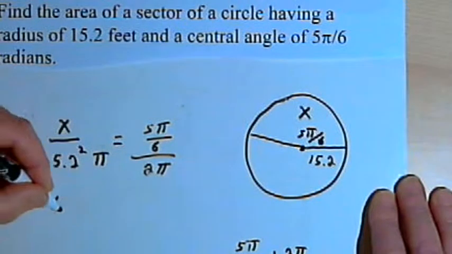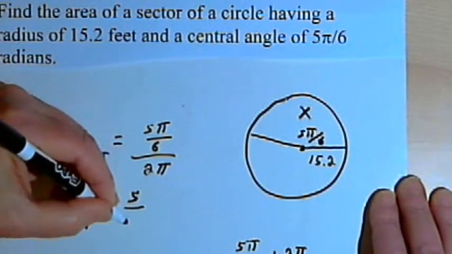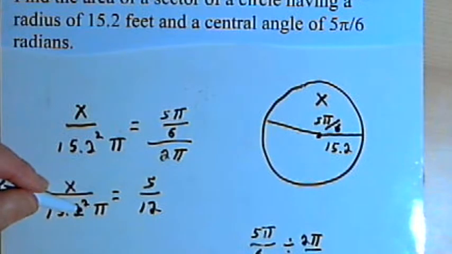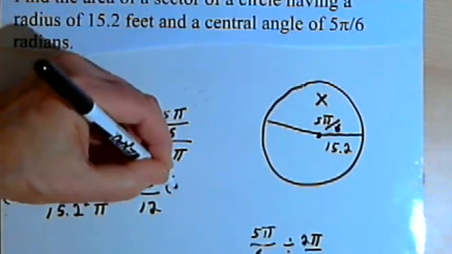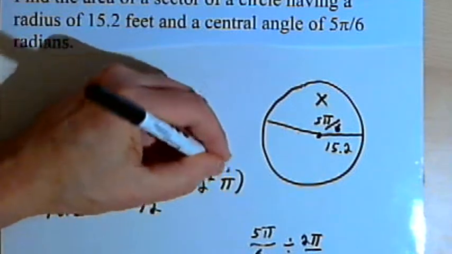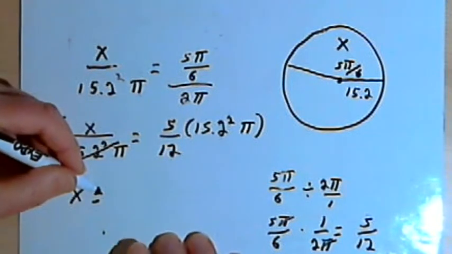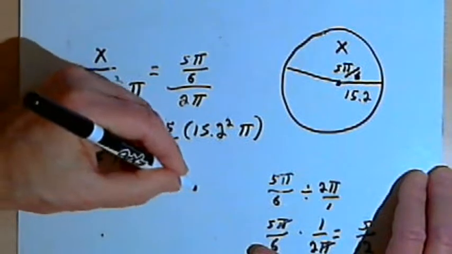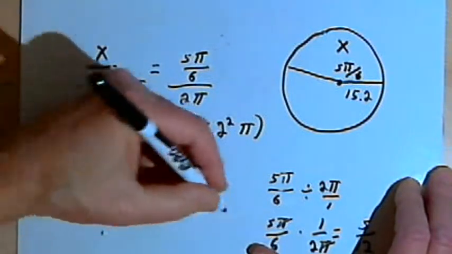Okay, so I've got x over 15.2 squared pi equals 5 over 12. And now what I'm going to do is simplify the left side of the equation by multiplying by 15.2 squared times pi. And of course, I have to multiply the other side of the equation by the same thing. 15.2 squared pi. The left side of the equation simplifies down to just x. On the right side of the equation, I've still got 5 times 15.2 squared pi over 12. And we were dealing with feet, so this is going to be square feet.